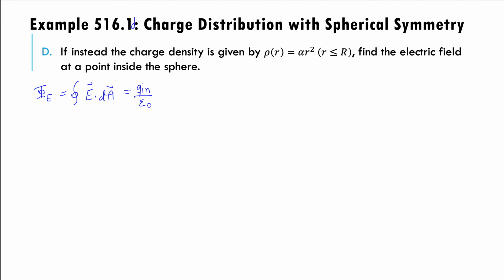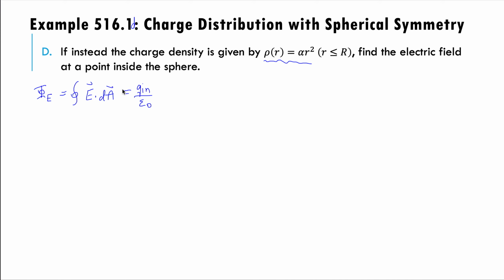And finally, let's take a look at a slightly harder problem. What if the charge density is not uniform and it is given by this function here? So the charge density varies as a function of r, it's not uniform. How do we find the electric field? In this case, inside the sphere. We could have done outside the sphere as well, I just chose inside the sphere.